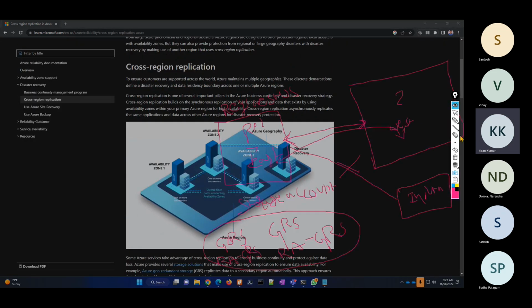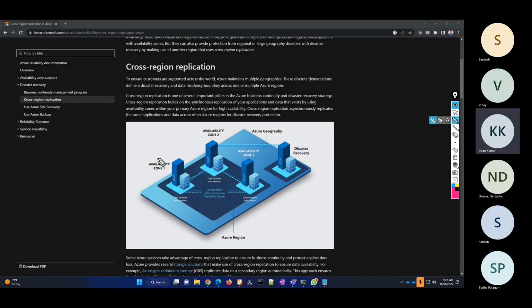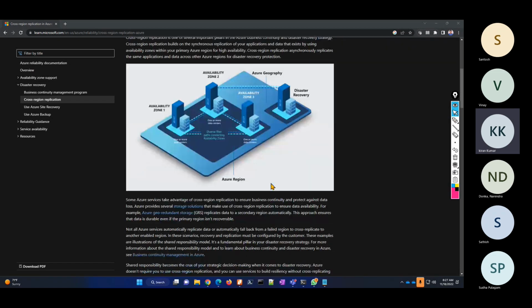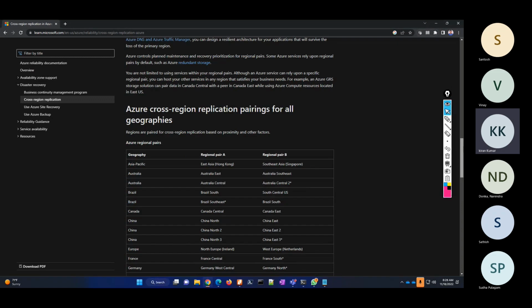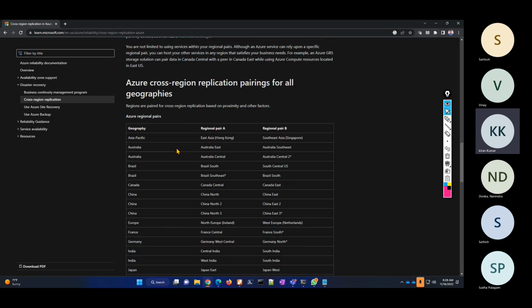So you can observe, guys, zone 1, zone 2, and zone 3 are mentioned, which is one region. The same region is paired with another region, and for redundancy or disaster recovery, the replication will be helpful. They clearly mention it. Same thing I already discussed. You can see Azure cross region replication pairing for all geographical locations is already predefined.